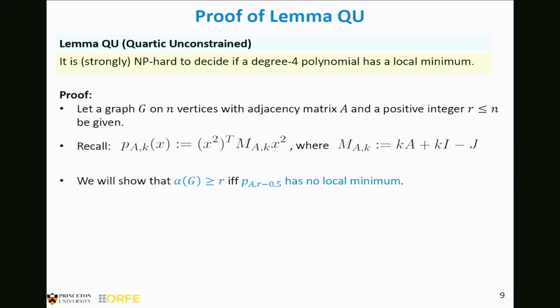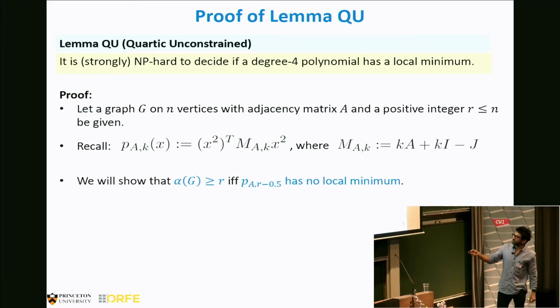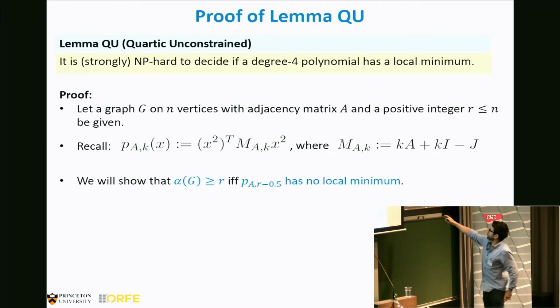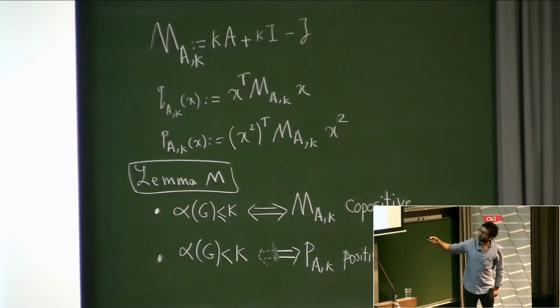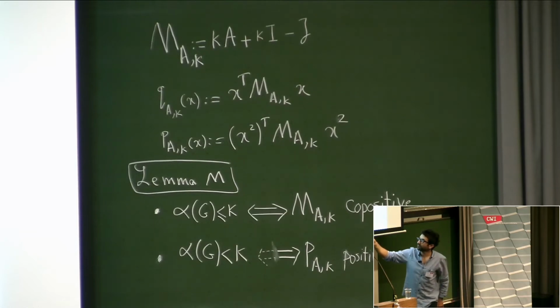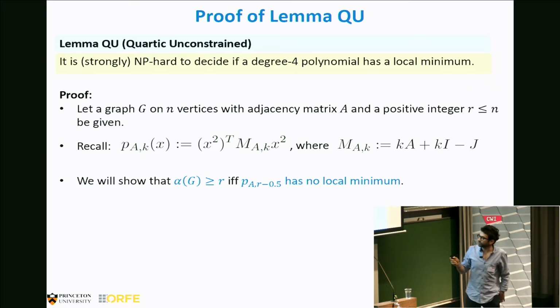All right, so the first lemma we want to prove is that for a quartic, it is NP-hard to test if there is a local min. And this is how we're going to prove it. We're going to show that if you're given a graph G and an integer R, you can test the question alpha more than R if and only if this quartic polynomial with K replaced by R minus a half has no local min. The half is not important. You can subtract any other rational number you want less than 1, but it is important that you subtract something, and this will become hopefully clear.